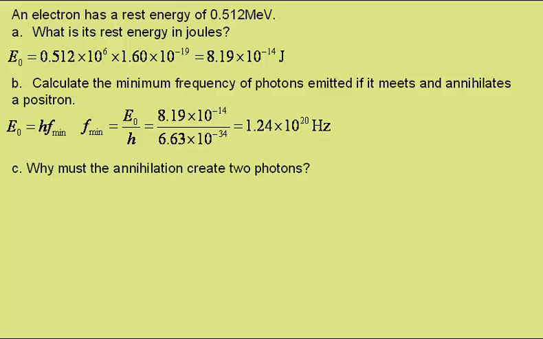Part C. Why must the annihilation create 2 photons? Well, it must conserve momentum, and as the photons go in opposite directions, if each has the same magnitude of momentum, momentum will be 0 before and after.